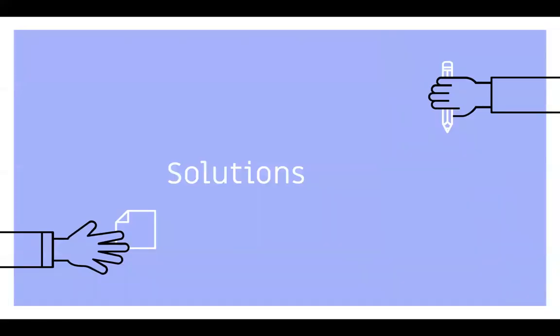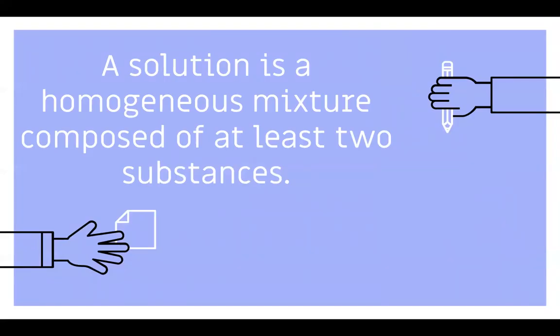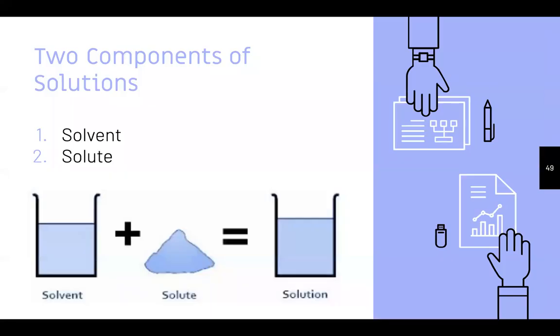So let's look at solutions now. A solution is a homogeneous mixture composed of at least 2 substances. Now we'll go back to what homogeneous means in a second. The 2 components of a solution are a solvent and solute. Solvent plus solute equals solution, right? The picture below serves as a simple justification.